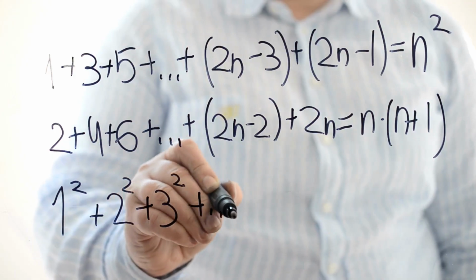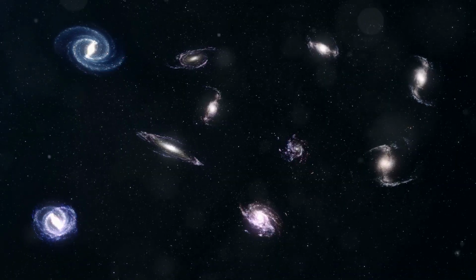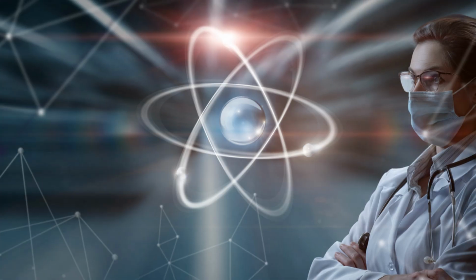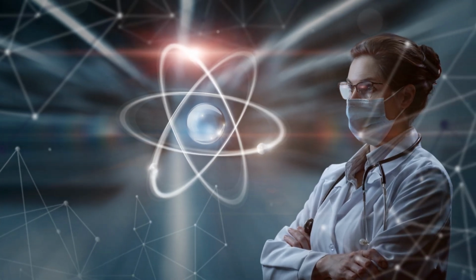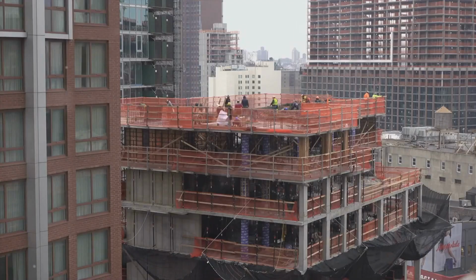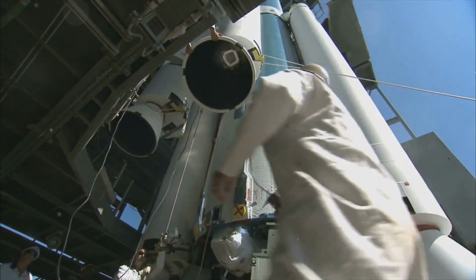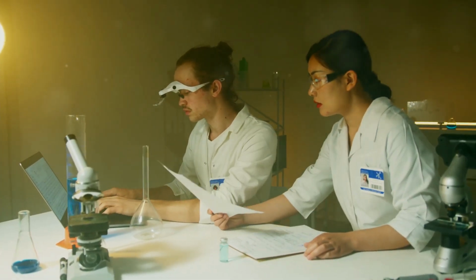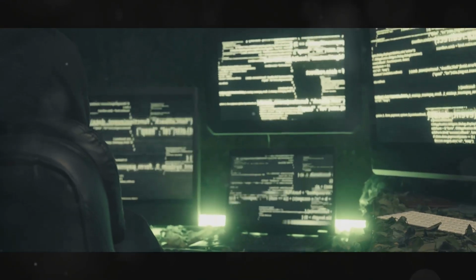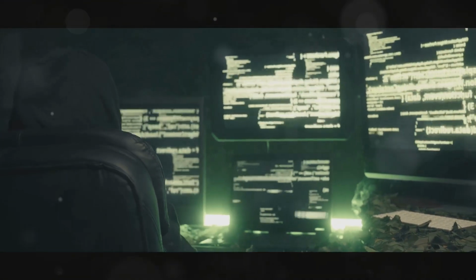Numbers are the bedrock of our understanding. They describe the vast distances between galaxies and the intricate workings of atoms. We use numbers to build skyscrapers, to send rockets into space, and to track the delicate balance of life on Earth. But what happens when the very tools we use to understand the universe are themselves imperfect?